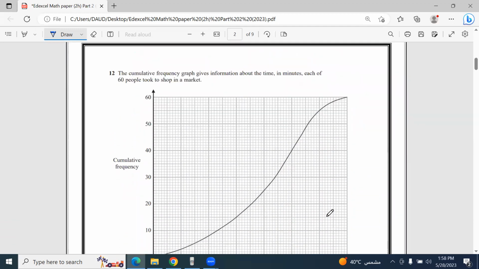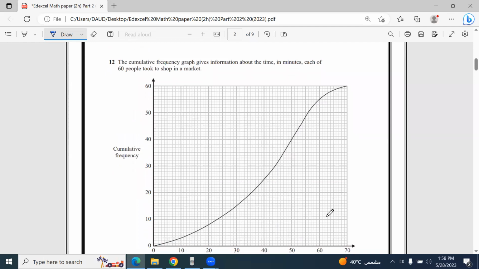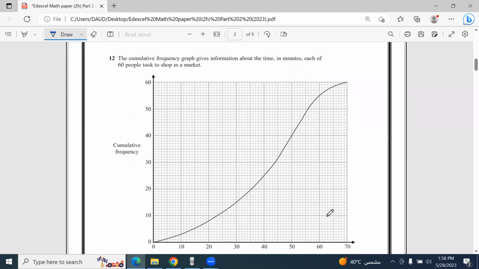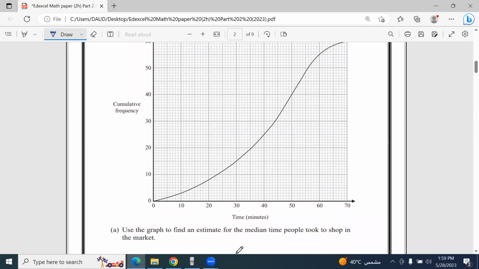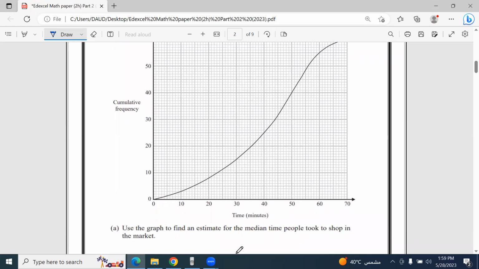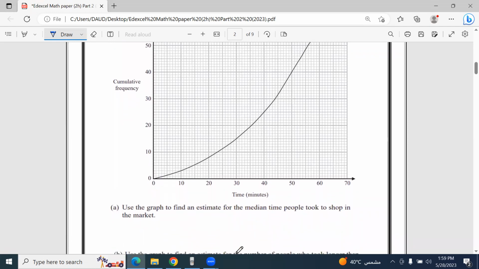The next question is a cumulative frequency curve or graph that gives information about the time in minutes each of 60 people take to shop in a market. So along the y-axis we have cumulative frequency, which represents the number of people, and along the x-axis we have the time in minutes. Use the graph to find an estimate for the median time people shop in the market.